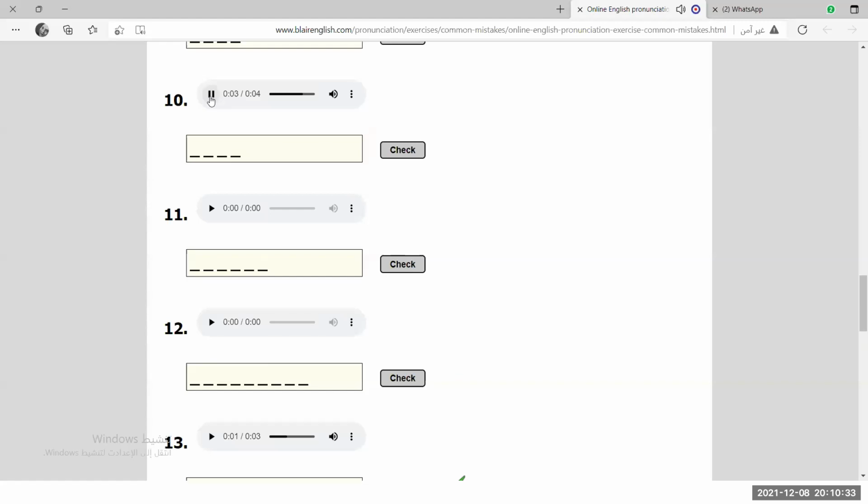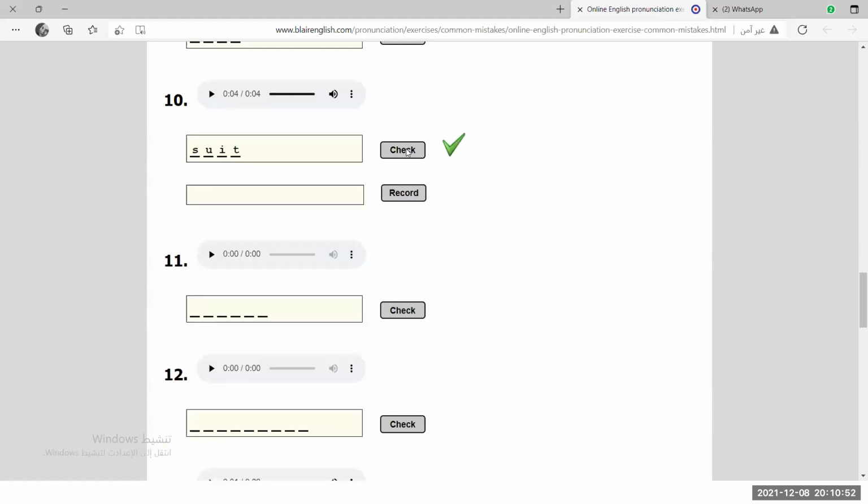Suit. What do you think? S-U-I-T. Suit. I'll mute all. Okay. Unmute yourself.